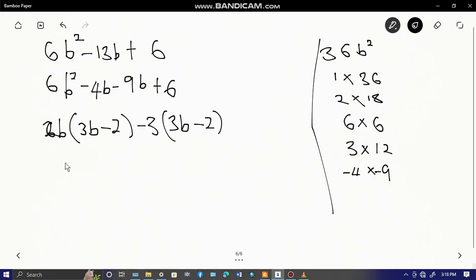And then we just finalize with brackets. The first is 2b minus 3, and then another bracket that will contain one of these, which is 3b minus 2. At this stage you have factorized the expression.